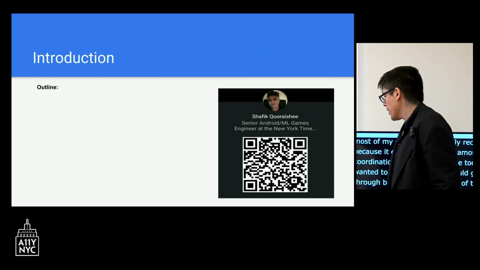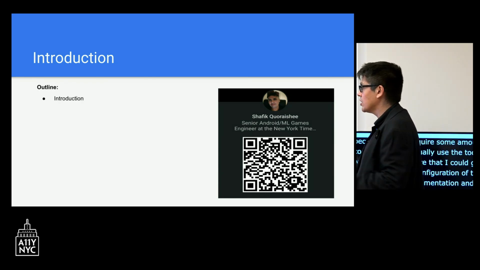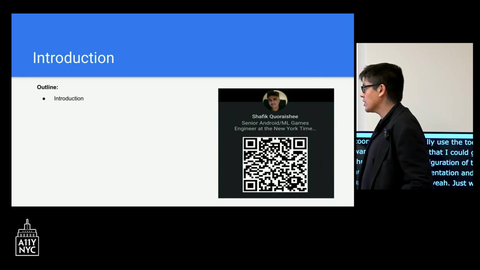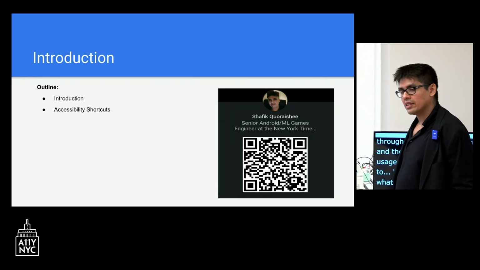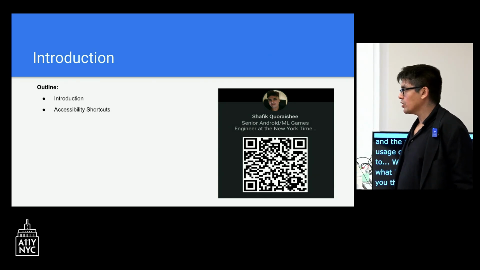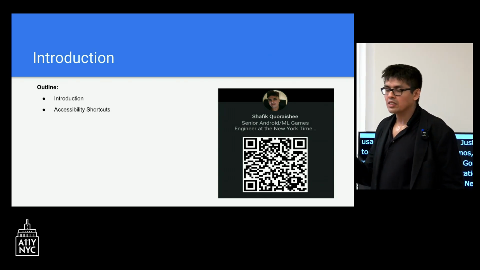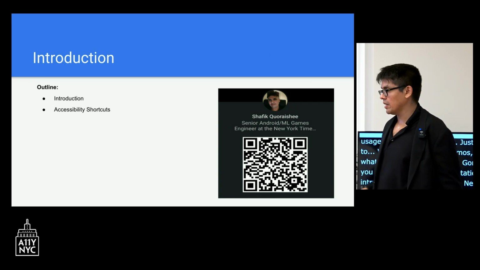So I'm going to give you the outline of the presentation. An introduction to myself again, New York Times, working on the games platform. The first thing I'm going to be talking about is accessibility shortcuts. Those are easy ways to set up your device so that you can get to the accessibility options very quickly.